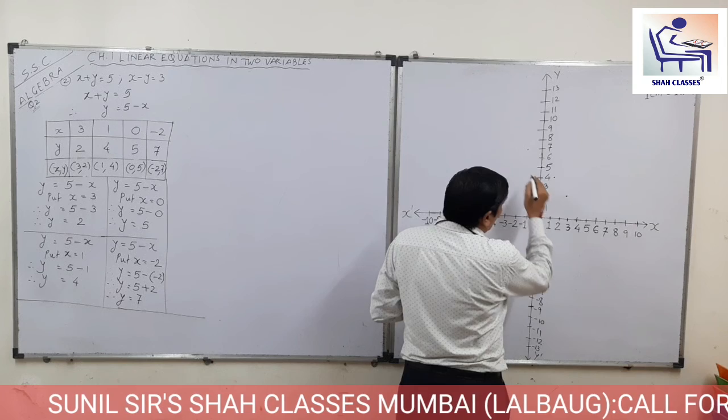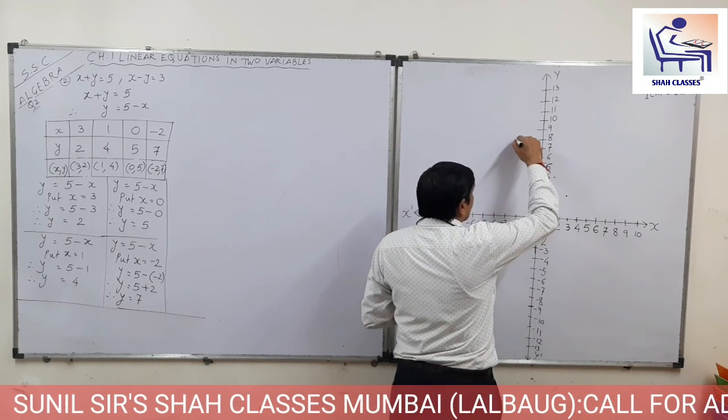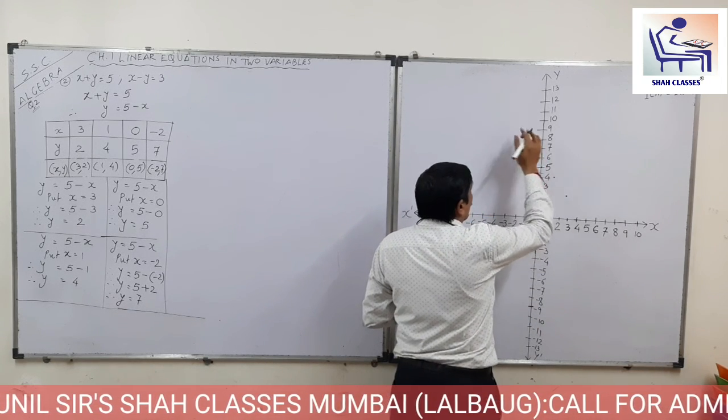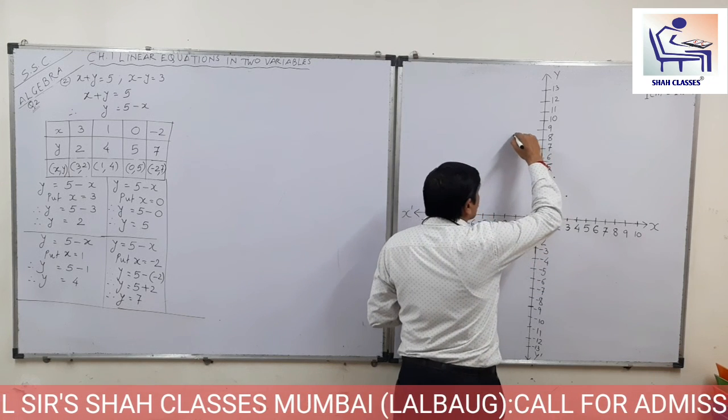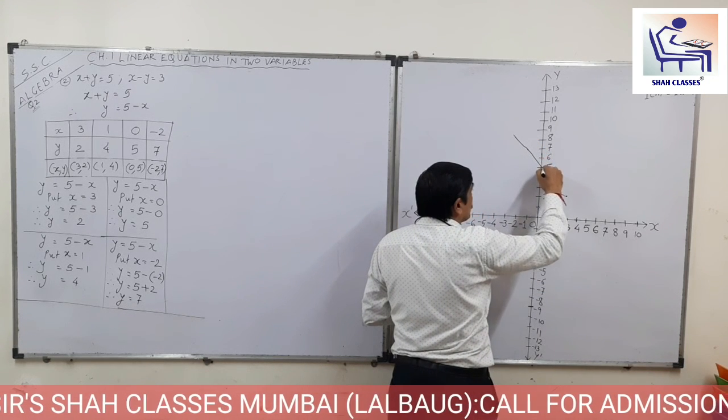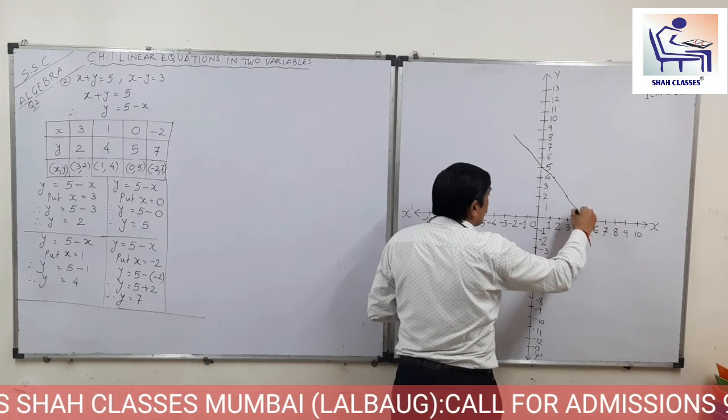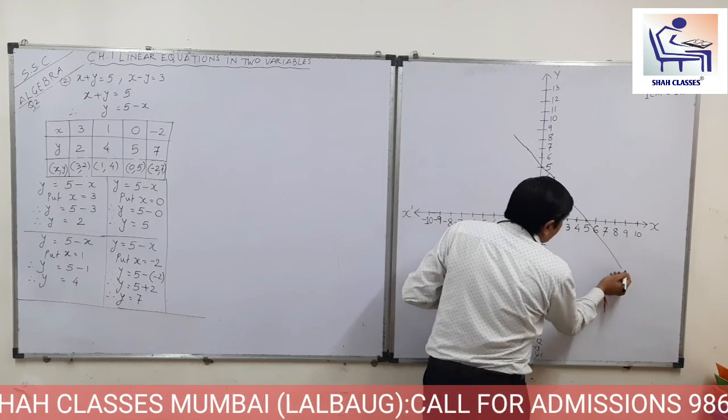So we have to connect these 4 points. Okay, so please connect here. All these 4 points we have to connect. Please draw with the ruler.